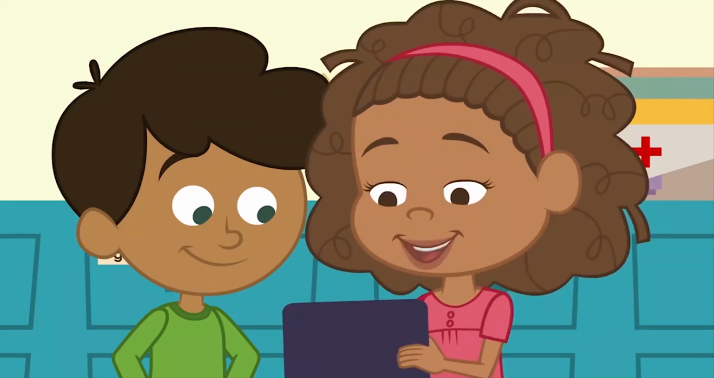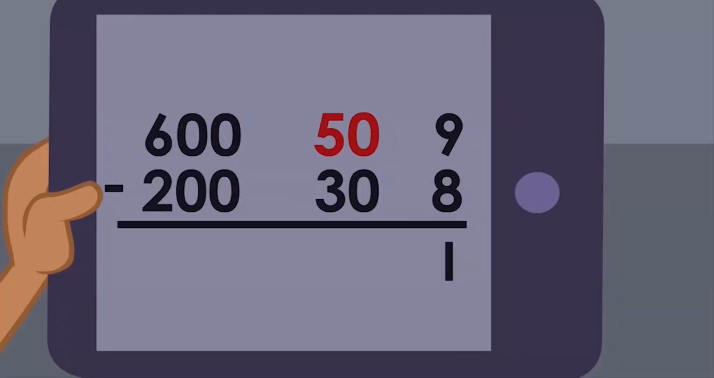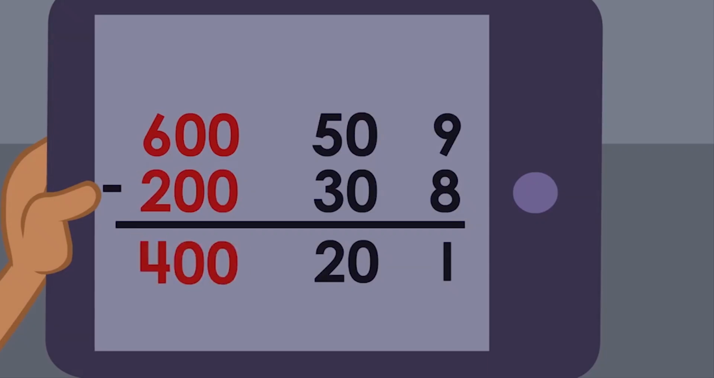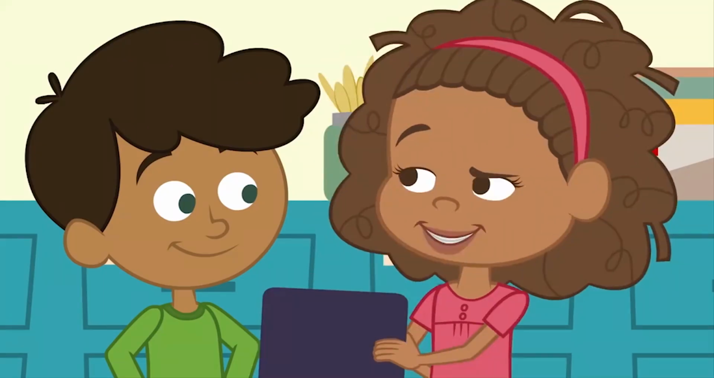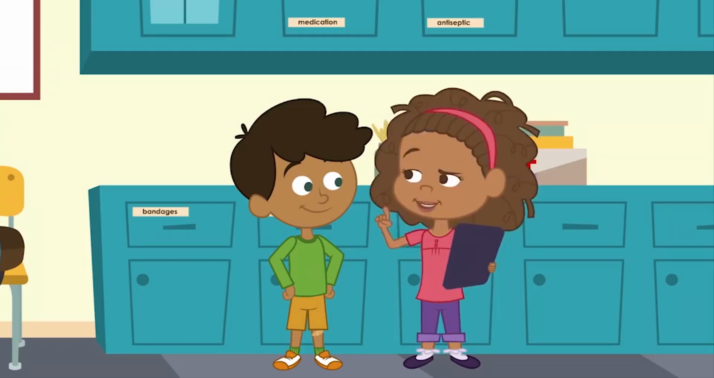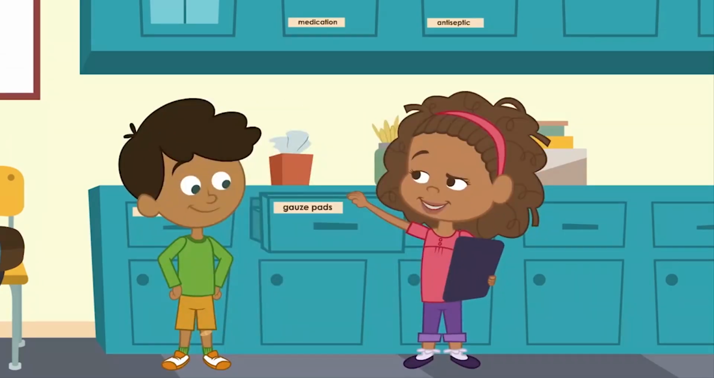Now the tens place. 5 tens minus 3 tens is 2 tens. That's 20. Rightio! And 6 hundreds minus 2 hundreds is 4 hundreds. Put it all together and we have... 400 plus 20 plus 1. Which is the same as... 421. Now, let's do the gauze pads.